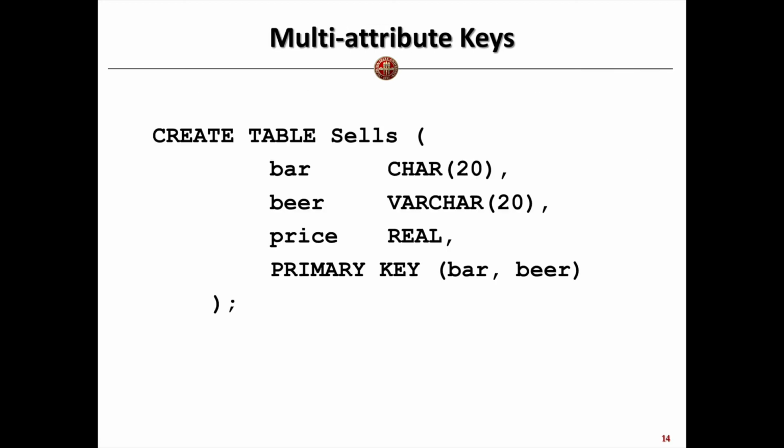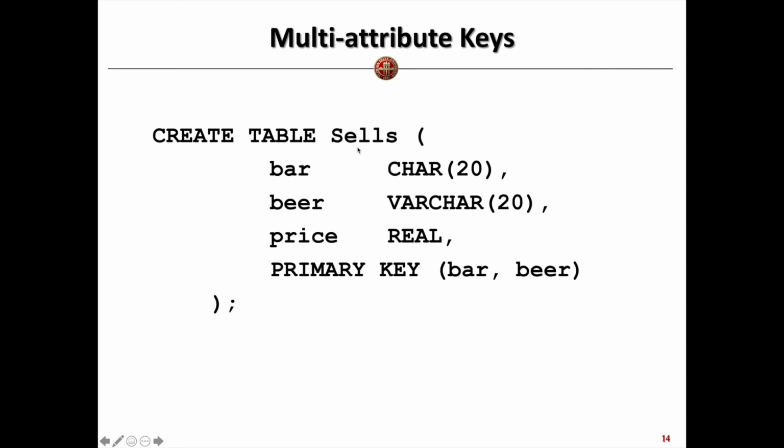In the next page, we have an example for another table, or another relation, which is sales. Sales denotes a bar sells some beers at some price. If we draw the sales as the ER diagram, we know that sales denotes a relationship between bar and beers, right? It denotes a bar sells some beers at some price. And when we create a relation or table for the sales, we can define this table as create table sales with bar, char 20, beer, varchar 20, price, real. These are the three attributes of the sales table.